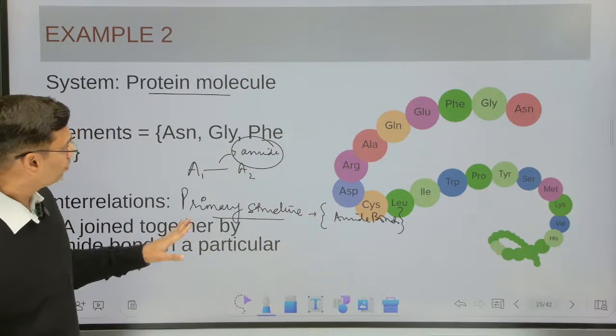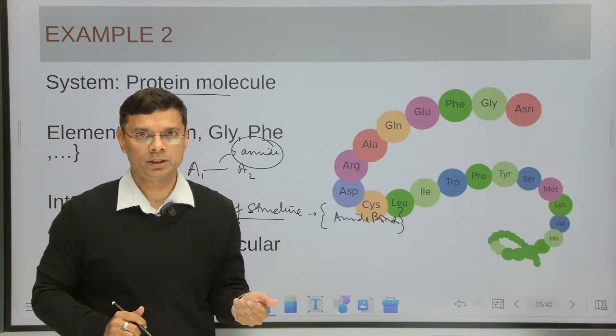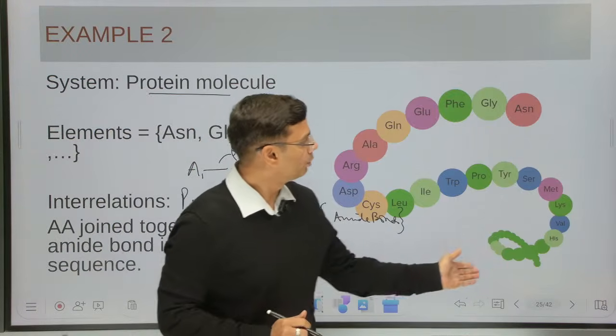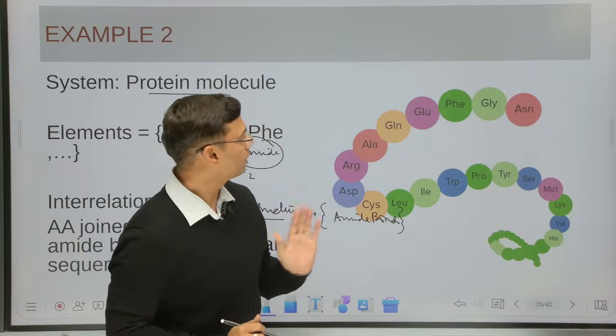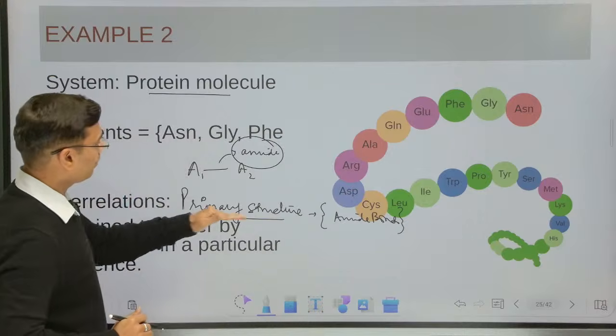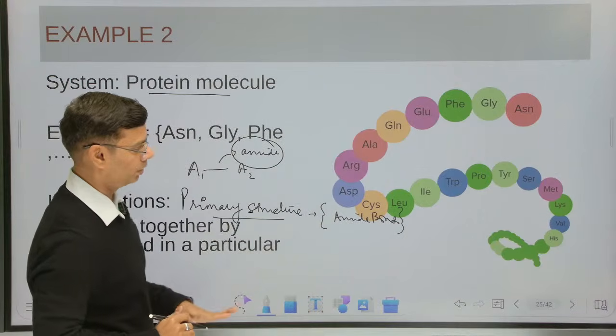So we can talk about the process when this molecule is forming. Okay, newer amino acids are increasing, something like this. So we can talk like this. So this is the primary structure, but the primary structure is given by the amide bond only.